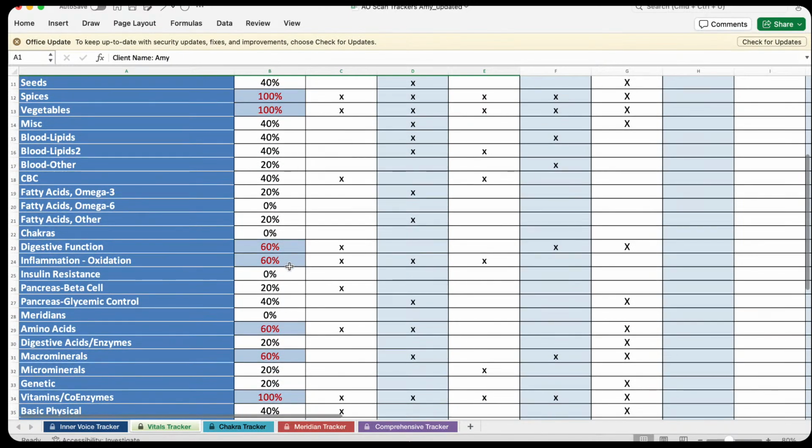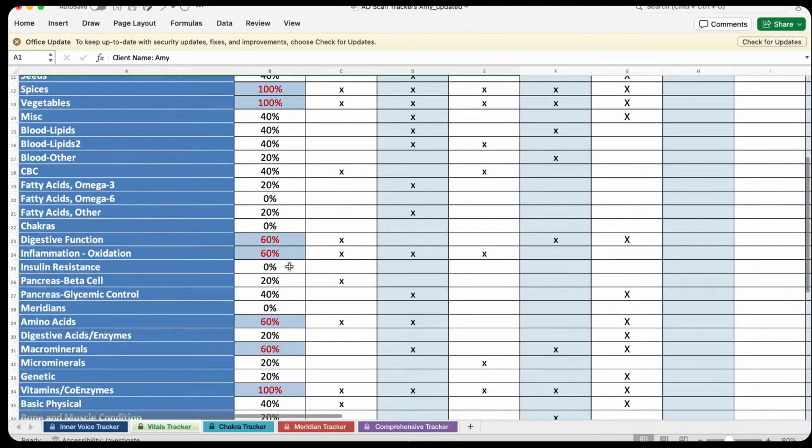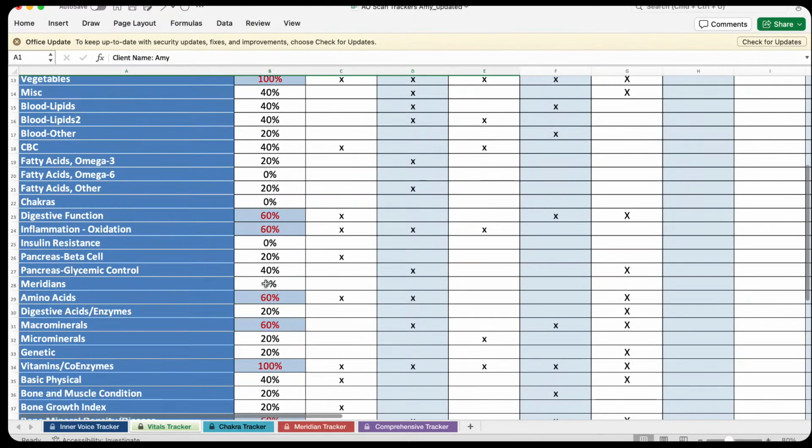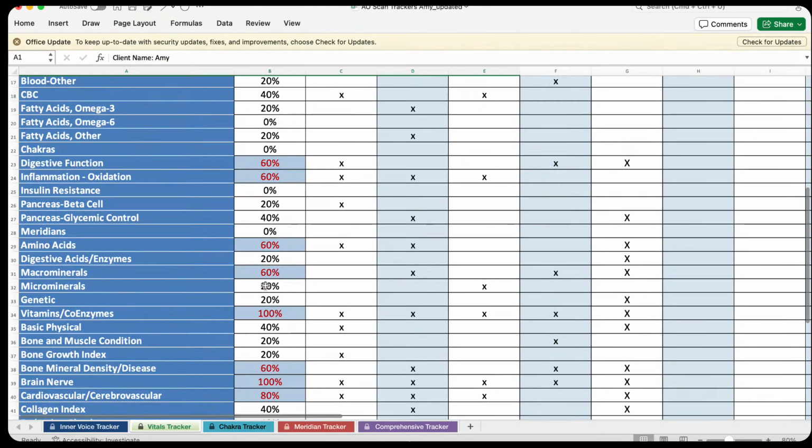Vitamins and coenzymes, however, at some level show up 100% of the time. I find that interesting, so I'm just going to write that down. Brain nerve shows up 100% of the time. Cardiovascular shows up 80% of the time.